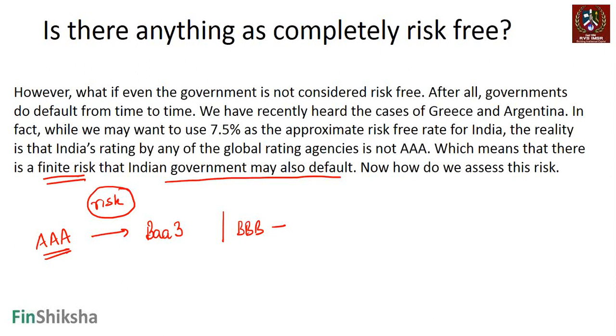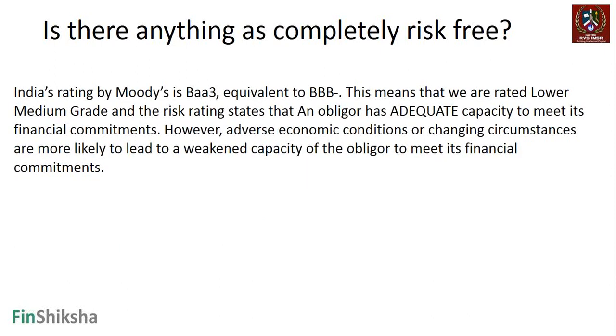So let's try and identify what is going to be the exact risk-free rate. India's rating by global agencies like Moody's is Baa3. This means the lower to medium grade kind of risk, and the rating states that the obligor has adequate capacity to meet its financial commitments. However, any adverse economic conditions or changing circumstances are more likely. So there are two terms that are there.